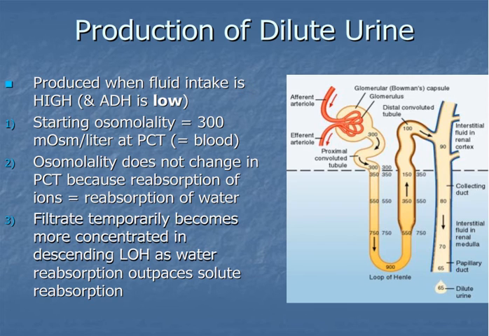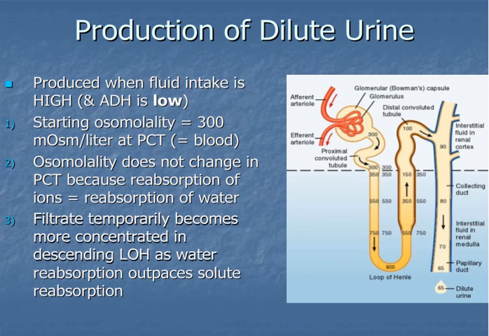Okay, now let's take a look at how we produce dilute urine. Dilute urine is produced when we have a high level of fluid intake, that is, we're very well hydrated, in fact, overly hydrated. In this case, because we're overly hydrated, levels of ADH are going to be low. The starting osmolality of blood plasma is around 300 milliosmoles, and so that's what we have entering the proximal convoluted tubule. Now remember, the osmolality does not change as we go through the proximal convoluted tubule, even though we're absorbing lots of water and lots of sodium, because it tends to be on a one-to-one basis.